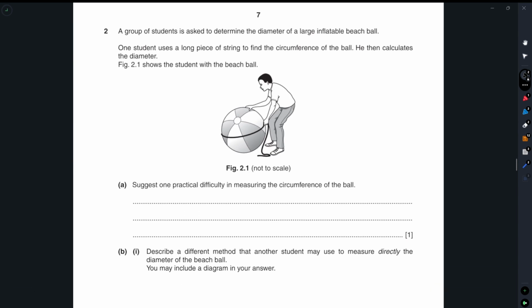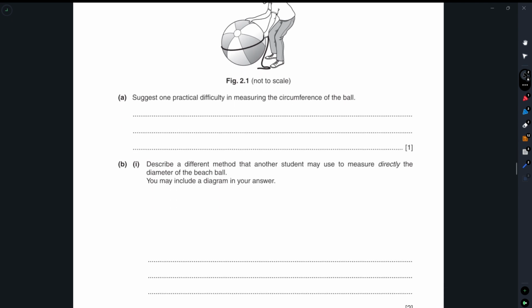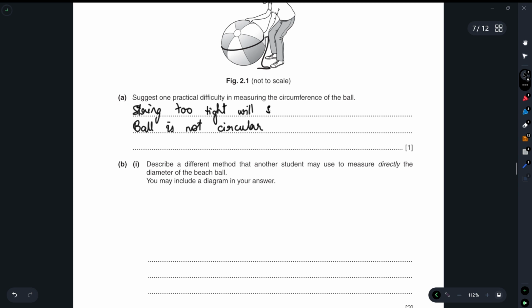Next question says a group of students is asked to determine the diameter of a large inflatable beach ball. One student uses a long piece of string to find the circumference. So just one practical difficulty: string too tight. If you draw the string too tight around the ball, and maybe the ball is not circular, spherical, whatever. String too tight will squash the ball. If the string is too tight, it will actually press on the ball, right? So the circumference you measure is going to be less than the actual circumference.